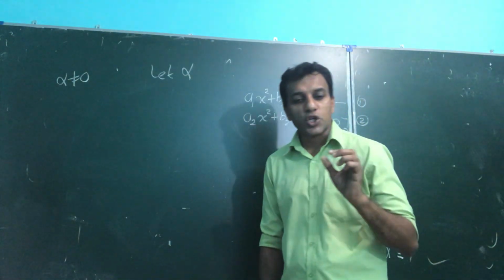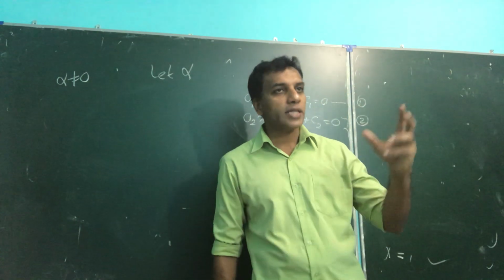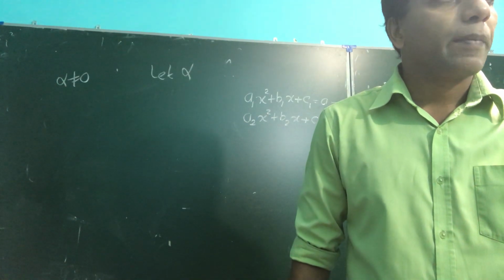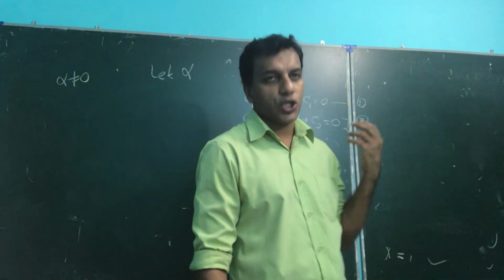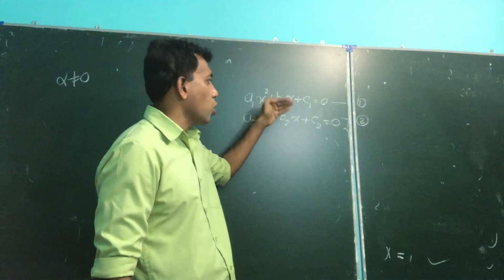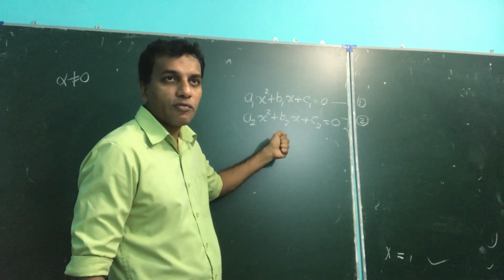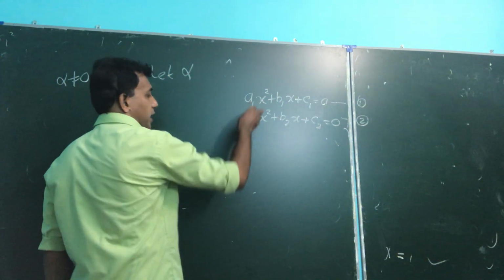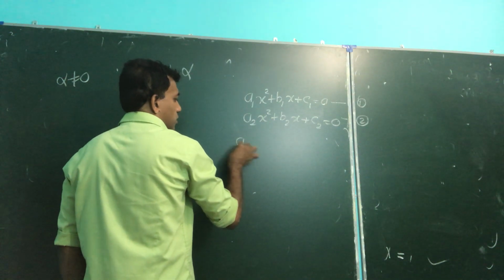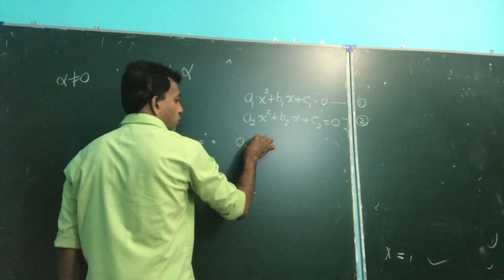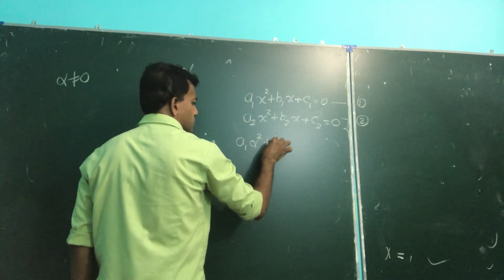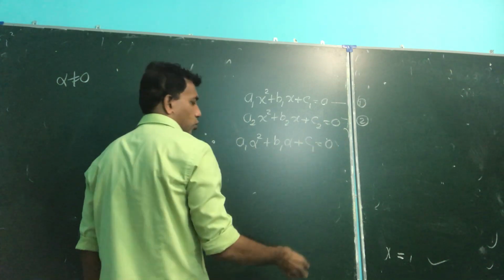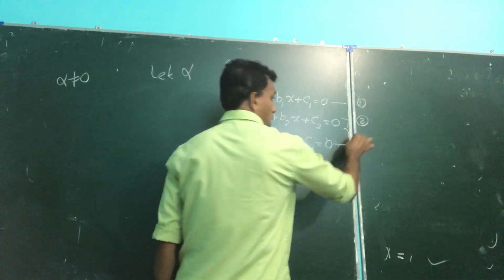You know, if an equation has a known root, you can apply that answer in the equation, right? I said alpha is common for both of these equations. Therefore you can put x for alpha. Therefore a1 alpha square plus b1 alpha plus c1 equal to 0. Equation number 3.